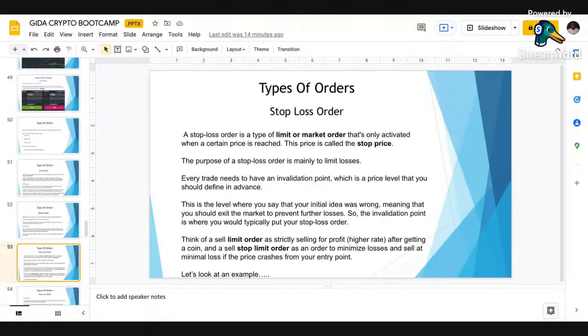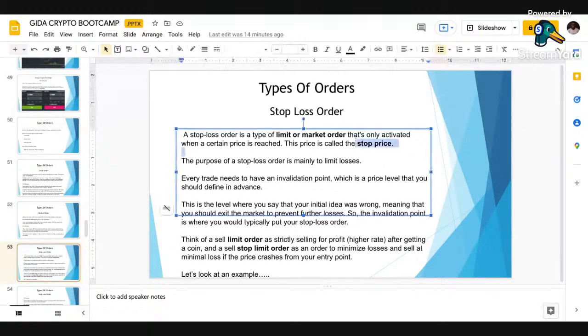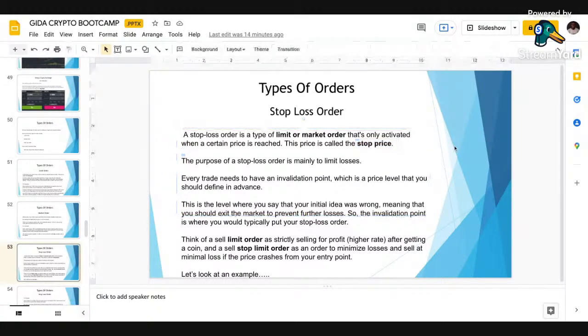There is something called the stop price. Let me highlight it for you. The stop price is that level that when it reaches, it should activate it for you. That is the buying or the selling. You bought at 50. You are saying that if this thing gets to 45, sell. That is referred to as your stop price. That 45 is your stop price.